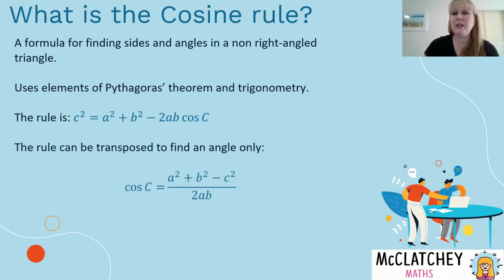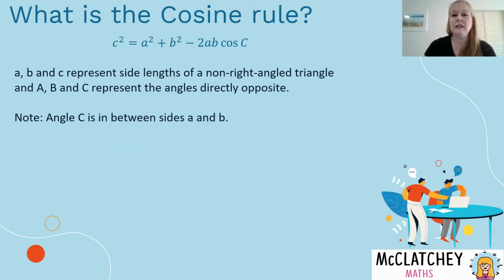And this can be transposed, if you wish, to get the angle all by itself. So you can use it to find an angle then. Cosine of C equals a squared plus b squared, take away c squared, over 2ab. Now, most formula sheets only give you one of the rules, not the transposed rule. So you may want to memorize the transposed rule if you're not so great at algebra.